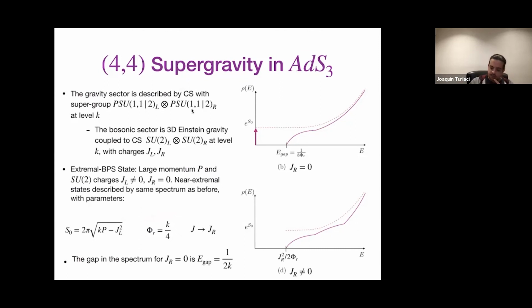So now it's basically the same picture as before, but you just need to change the labels a little bit. What we called the charge before is now the momentum P, and what I called angular momentum before is now the right-moving angular momentum. So if my BPS state has everything left moving, then I turn on the right mover a little bit and I go away from supersymmetric, from BPS.